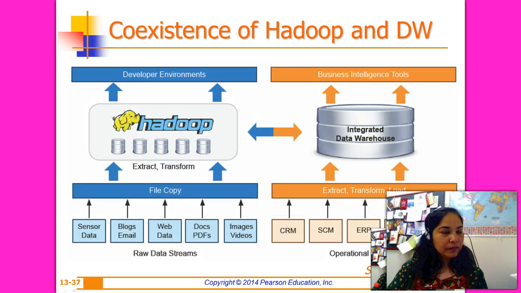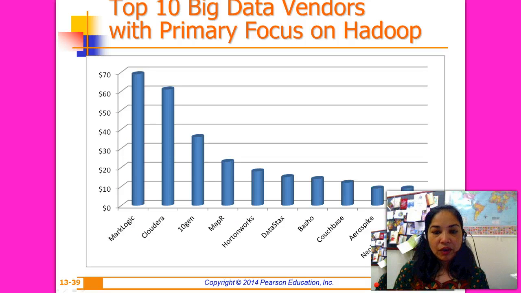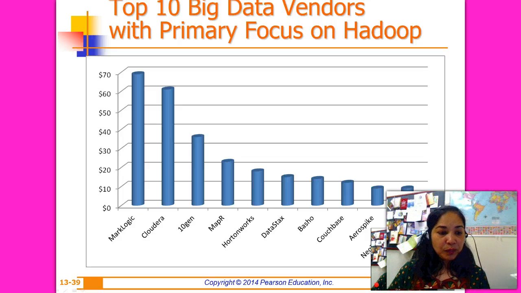A representative list would include IBM, Oracle, Microsoft, Amazon, Google. They are all big data vendors. SAP has its own big data offering also. Top vendors with a primary focus on Hadoop include MarkLogic, Cloudera, 10gen, MapR, Hortonworks, DataStax, Couchbase, Aerospike and Neo Technology. These are some of the top 10 big data vendors.